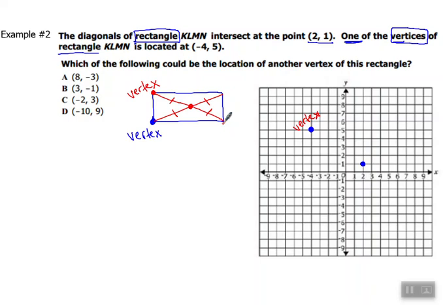So I could do some counting, or I could graph each of these choices and see what makes sense. If I count from here to here, it looks like 1, 2, 3, 4 down, and 1, 2, 3, 4, 5, 6 to the right gets me from the vertex to the middle of the rectangle. So let's count that again. 1, 2, 3, 4. 1, 2, 3, 4, 5, 6. And there's another vertex of the rectangle. Let's see, does 8, -3 make it to one of our choices? And I do see it there.